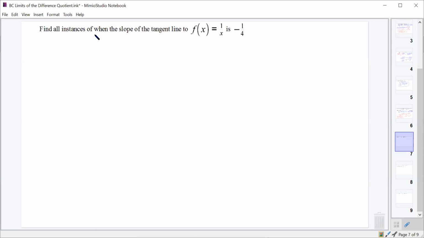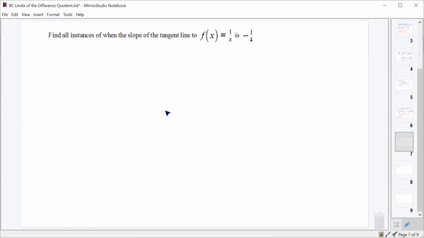All right. So now we want to find all of the instances of when the slope of the tangent line for 1 over x is negative 1/4, and we're going to use a limit to do that. So what's our first step? Using the limit as h approaches 0 of our difference quotient, so 1 over x plus h minus 1 over x all over h. And once again, for a complex fraction, what do we need to do to simplify it down? We need to get a common denominator, right?